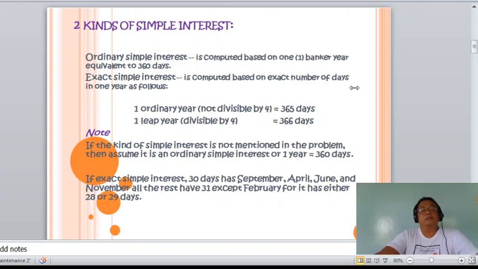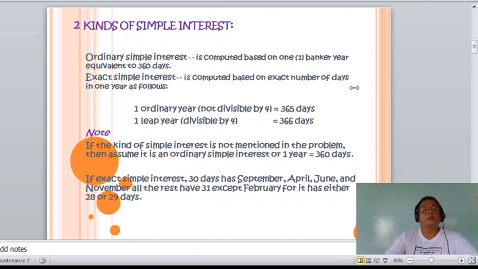Take note. If the kind of simple interest is not mentioned in the problem, then assume it is an ordinary simple interest, or 1 year is equivalent to 360 days.